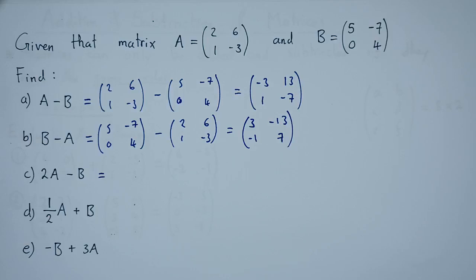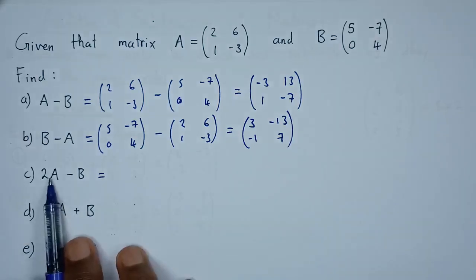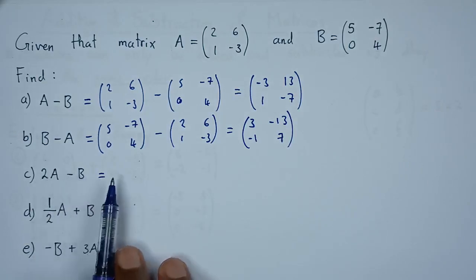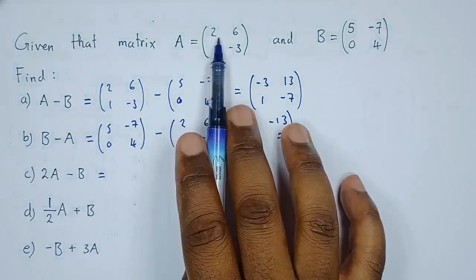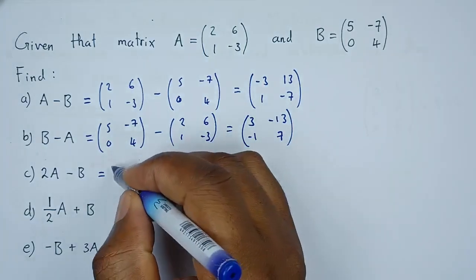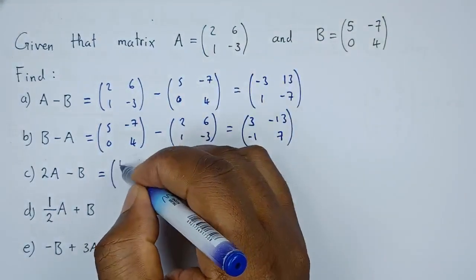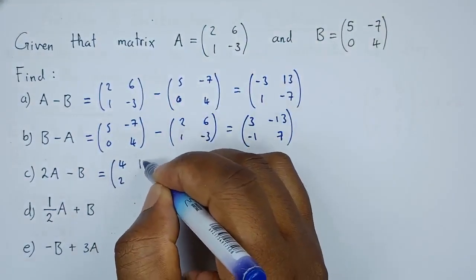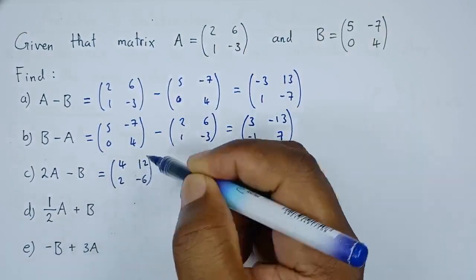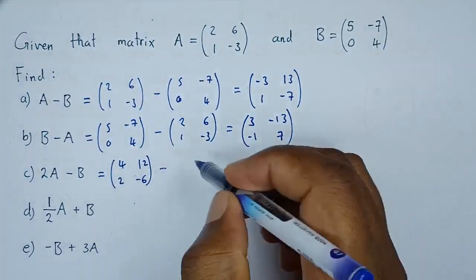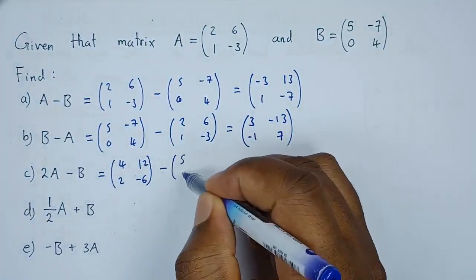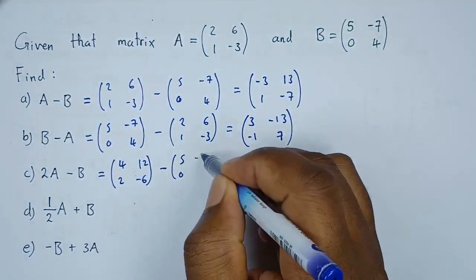A constant. So what this means is that you have to multiply every element in matrix A with a 2, then you subtract B from that particular result that you get. So multiplying every element in matrix A with a 2, what do we get? We'll have 4, 2, 12, minus 6. So this is 2A. Multiplying everything in there by 2, then we subtract B. B again is 5, 0, minus 7, 4.